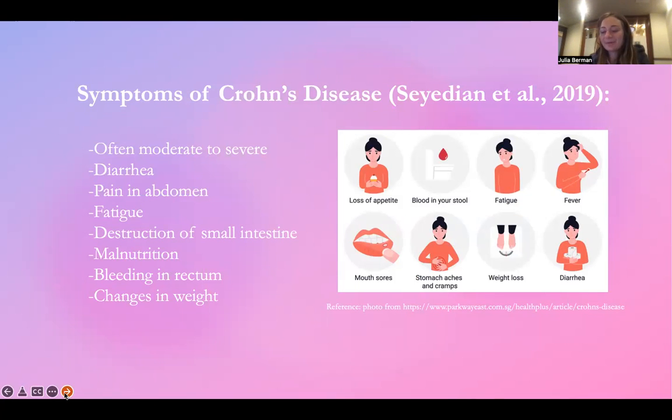So the symptoms of Crohn's, as I mentioned before, are often symptoms that are associated with many other medical conditions, varying widely in severity. The symptoms of Crohn's are often mild, moderate to severe, and require significant medical treatment. They include some basic ones: diarrhea, pain in the abdomen, fatigue, destruction of the small intestine, malnutrition, changes in weight, and bleeding in the rectum.